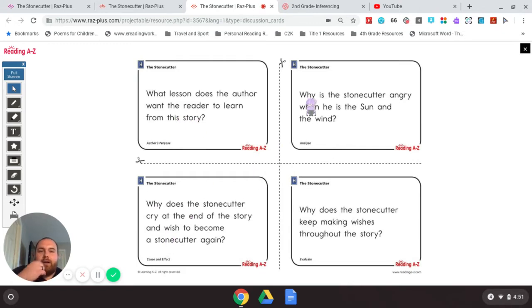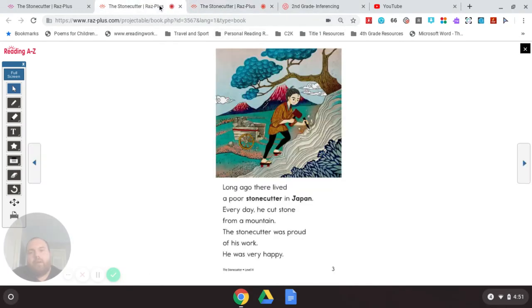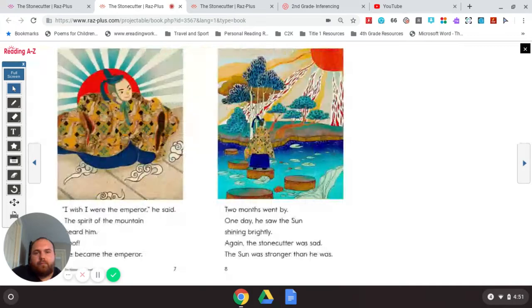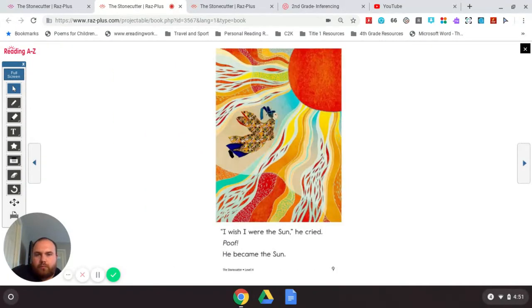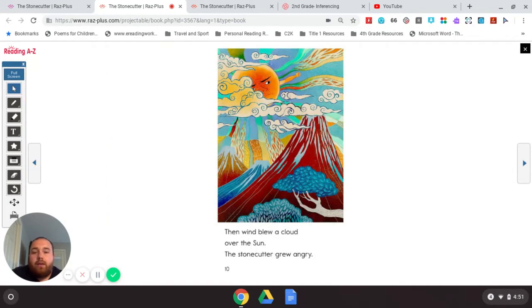Why is the stonecutter angry when he is the sun and wind? Let's go back in our story and see. All right, when he was the sun, I wish I were the sun, he cried. Poof, he became the sun. Then wind blew a cloud over the sun. The stonecutter grew angry. So when he was the sun, he was upset because he realized the wind was, in a way, almost more powerful than him, right? Like the wind could make him not be as hot or bright.